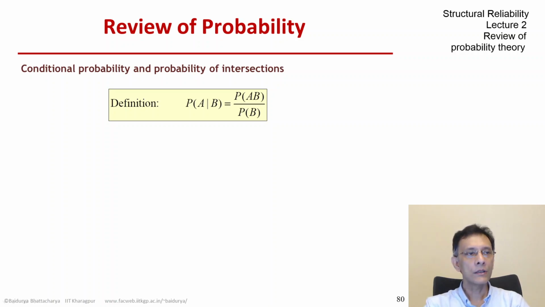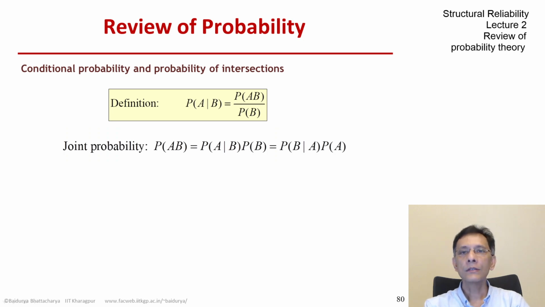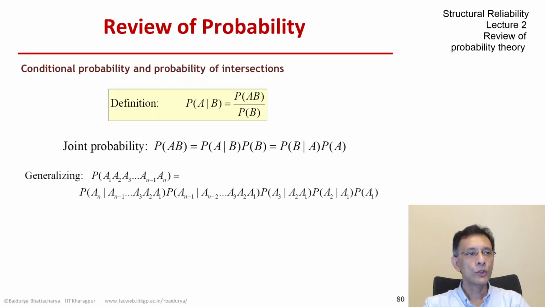So that lets me express the probability of the joint event AB as the product of one conditional and one marginal. This can be generalized in the case of n events, like in a chain that you see on the screen, as the product of conditional probabilities all the way up to P of A1.